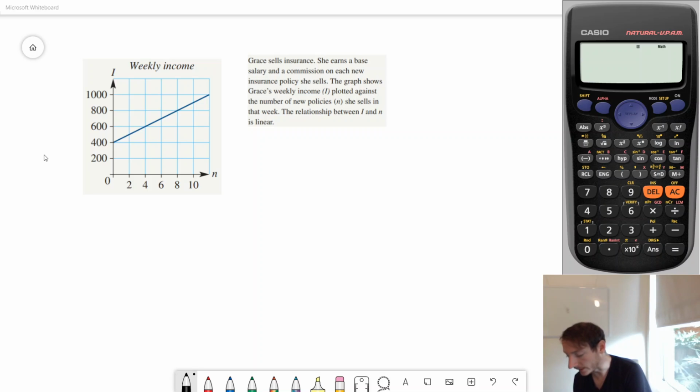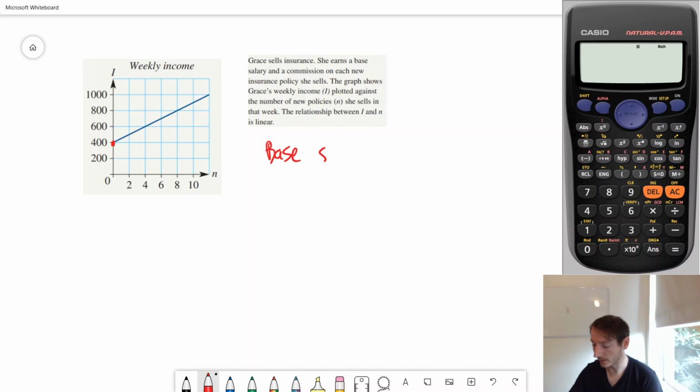Now, not to put that existential dread on you, let's answer a question. What is Grace's base salary? Because it says here she earns a base salary and then commission. So starting amount, we're thinking y-intercept. So base salary equals $400.